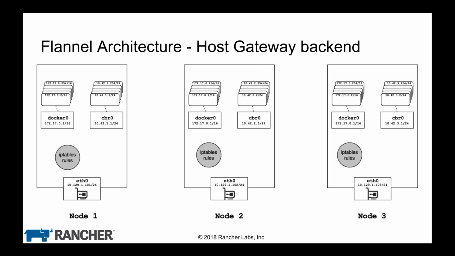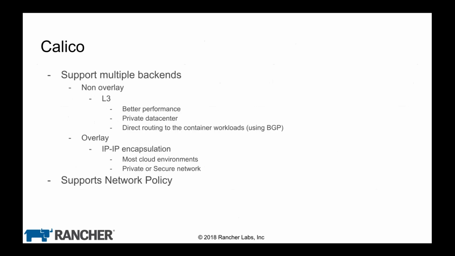Now, in a host gateway backend, we can see there is no flannel interface because you don't need any encapsulation. The packet just goes on the wire directly. So when the packet goes from the container 10.42.1.2, it hits the CBR0 bridge, and it goes via eth0 directly. Here the source IP address of the packet is directly the container's IP address, and the destination IP is also directly the destination container's IP, which is 10.42.2.2. So this is the non-overlay option.